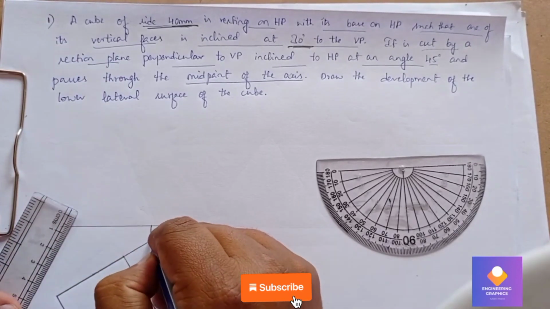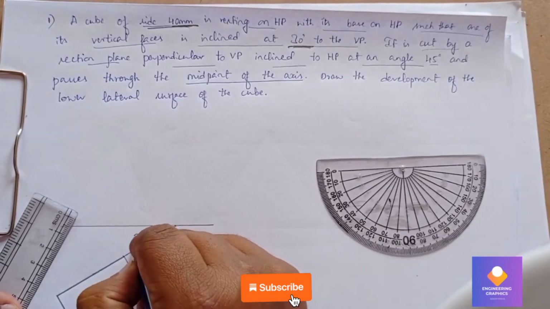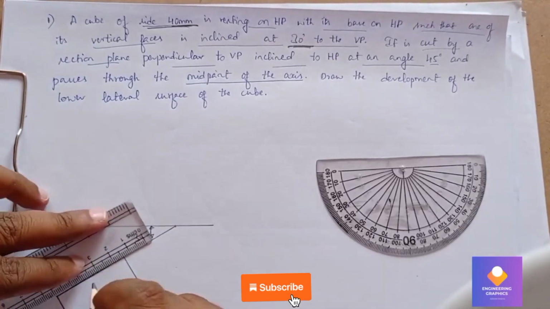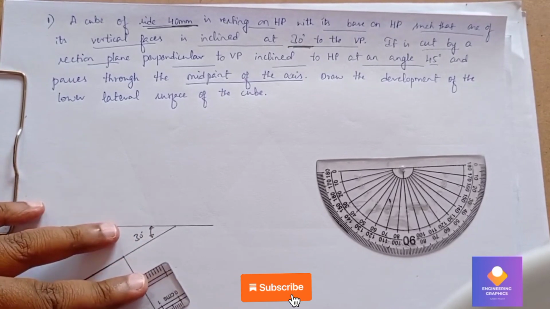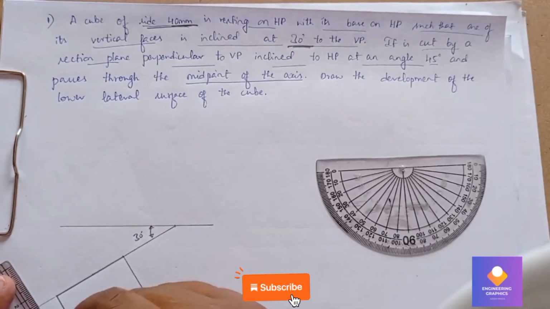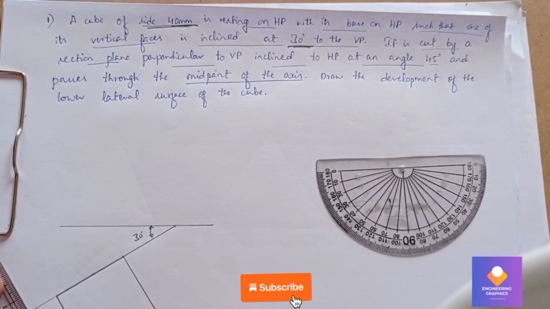So you can show the angle. The angle here we have taken 30 degree, right? So 30 degree we have taken, and you can show the dimension on one side. So the one side dimension will be 40 here.